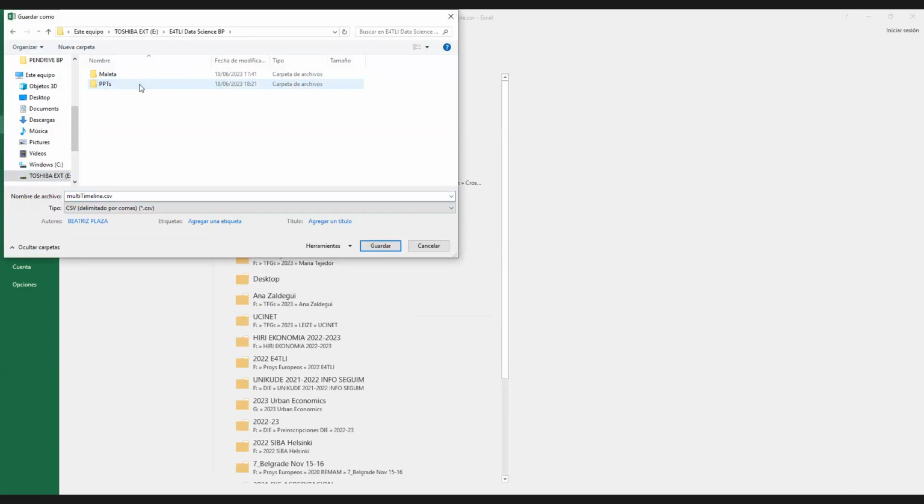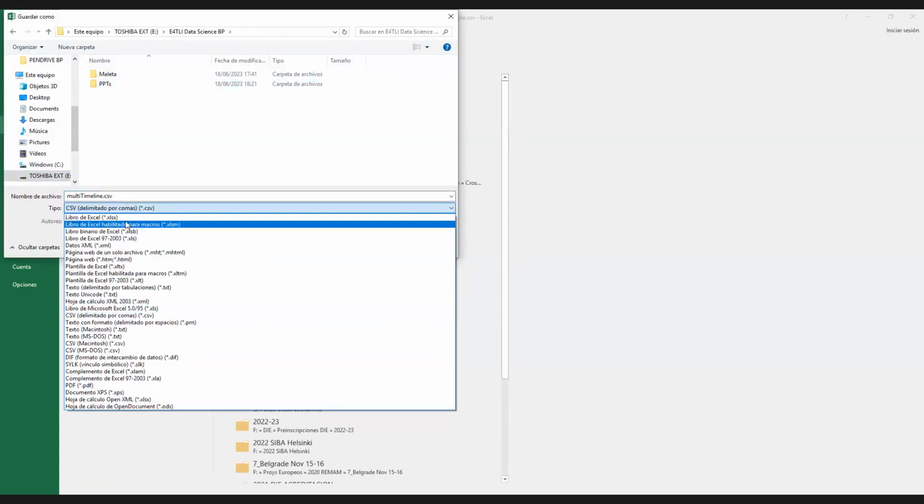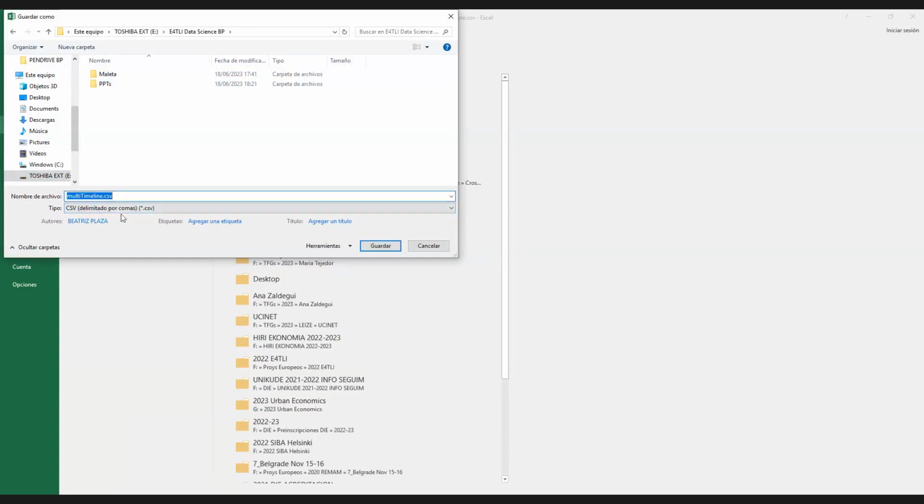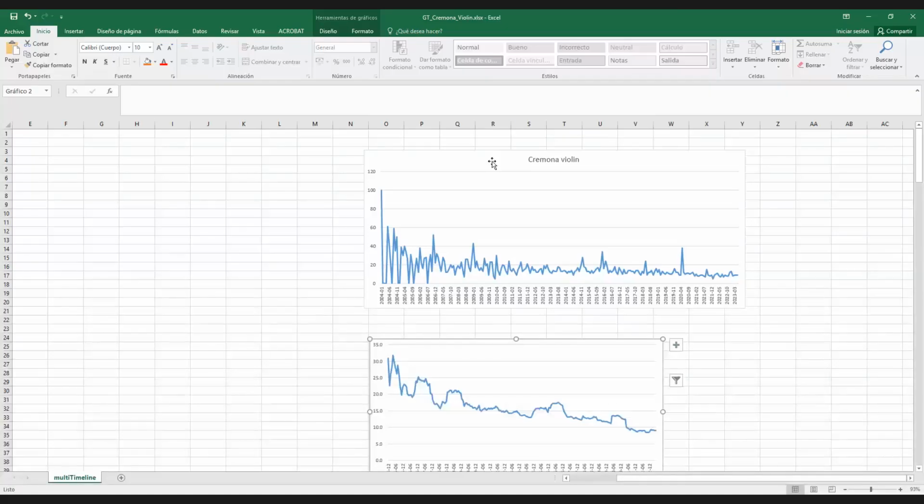Let me save this, so as to upload the exercise to the internet. We are going to save it. So I stop sharing this Excel.